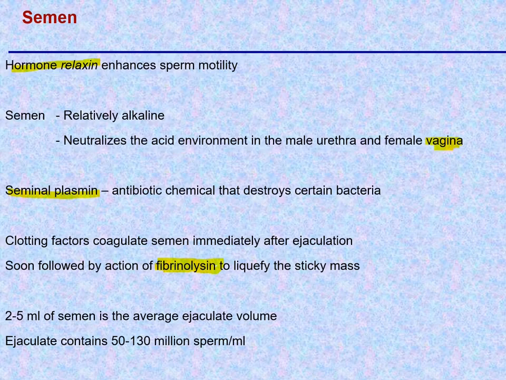Average volume of ejaculate is about 2 to 5 mils, and the ejaculate contains a huge, giant number of sperm cells. You know, 100 million. What's this? 90 million plus or minus 40.